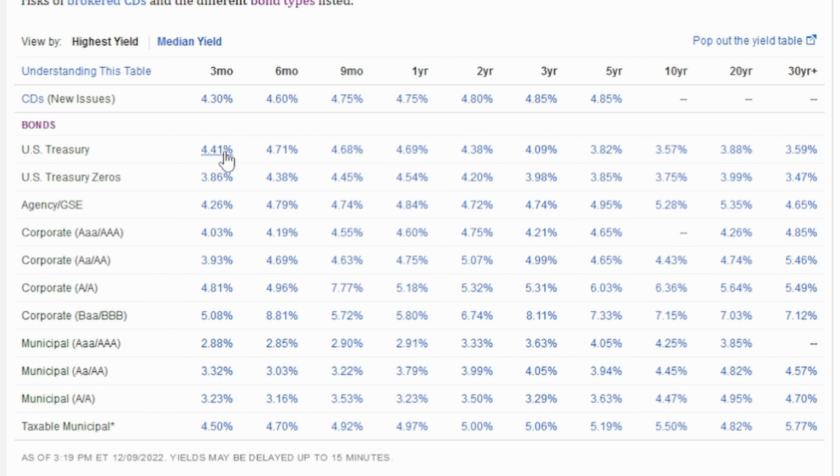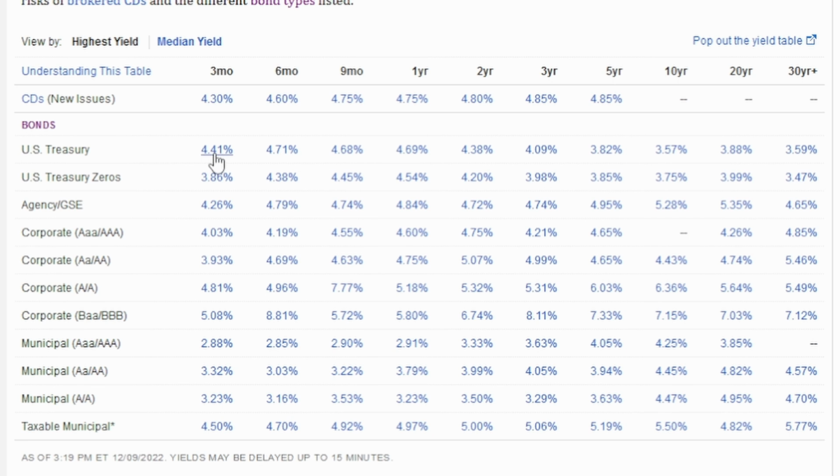So looking at the US Treasuries, this is what they're talking about when they say an inverted yield curve. The 3-month Treasuries are paying 4.41%. These are the least risky. And the more riskier stuff, when you go out to 5-year and 10-year, is paying almost a full percentage point lower. And it's much riskier to lend out at 10 years, even if it's to the government or whoever, than it is to lend out for 3 months.